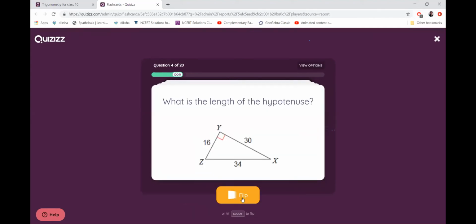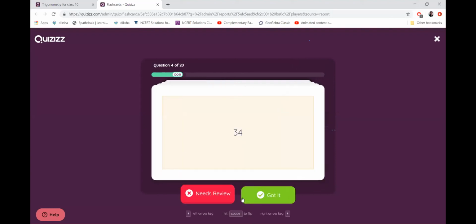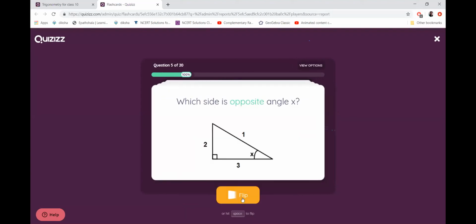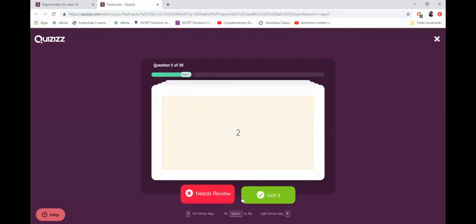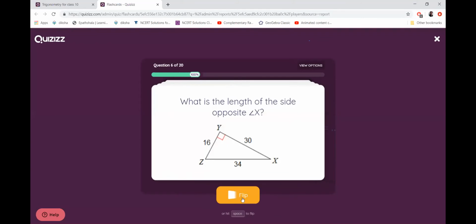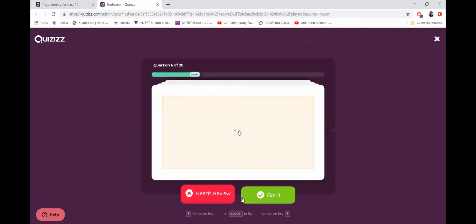What's the length of the hypotenuse? This also is such basic questions I have asked. Which is the opposite side for angle x. This also is so basic. I wanted you to identify opposite adjacent with respect to each of them. What is the length of the side opposite to angle x? So with respect to x, which is the opposite side, try to find out clearly.